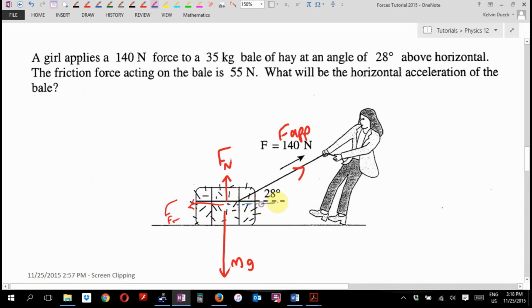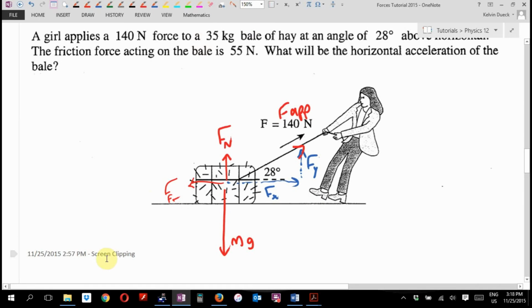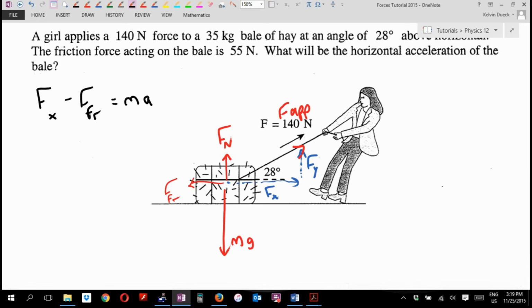Here's Fx. Here's Fy. Who's winning? Who's losing? So my starting equation is going to start there. What's this question asking me to find? Okay, now we're probably going to be doing some heavy-duty trig, but there's my starting point.